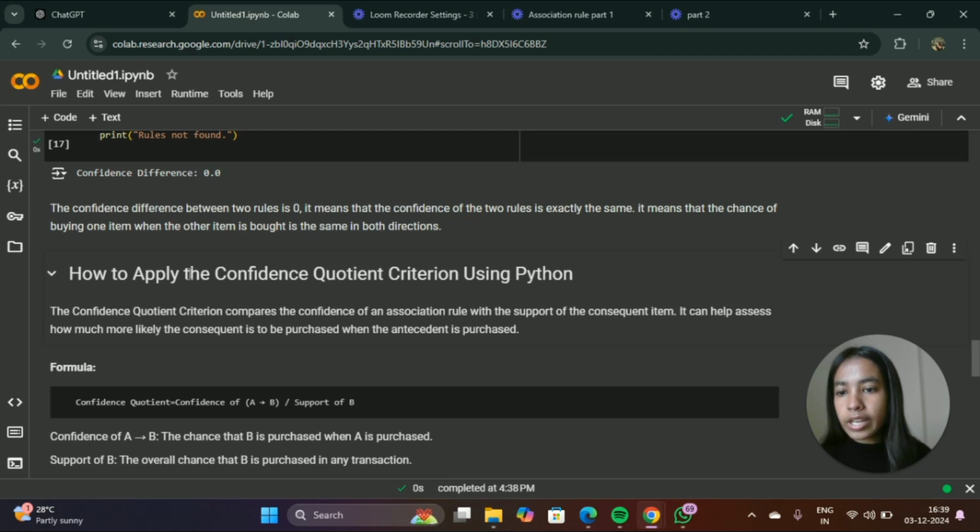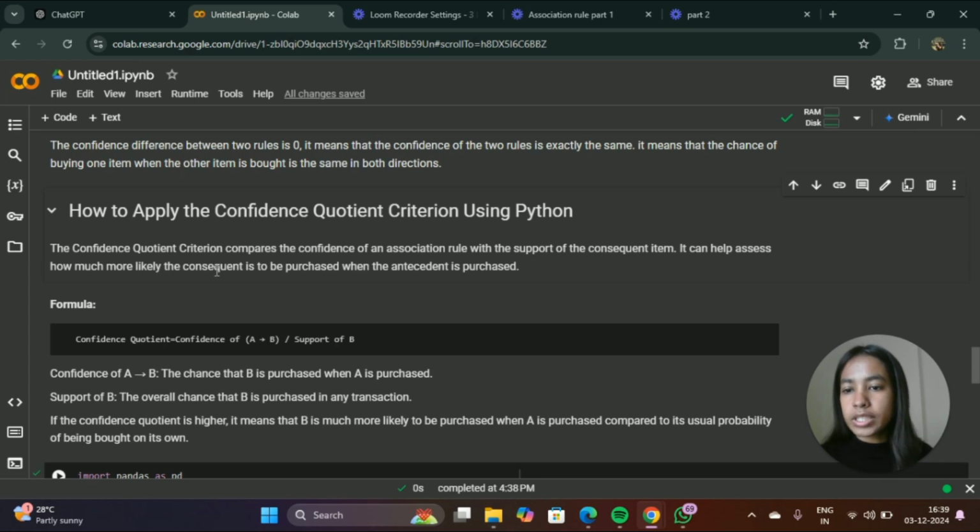Now we are going to look at how to apply the confidence quotient criteria using Python. The confidence quotient criteria compares the confidence of an association rule with the support of the consequent item. It can help us see how much more likely the consequent is to be purchased when the antecedent is purchased.